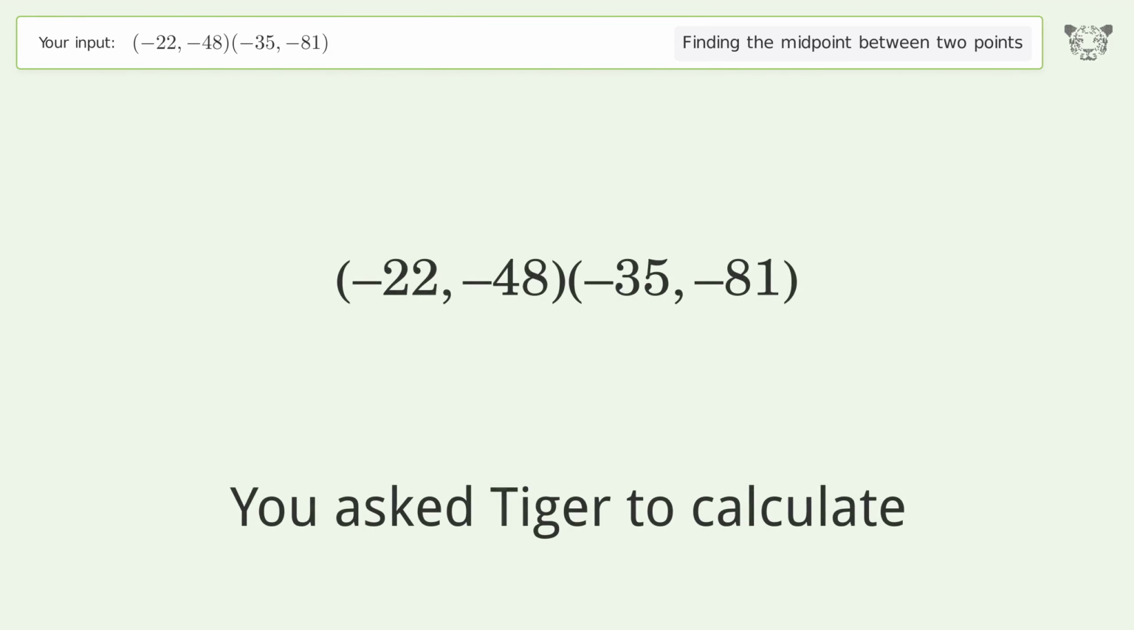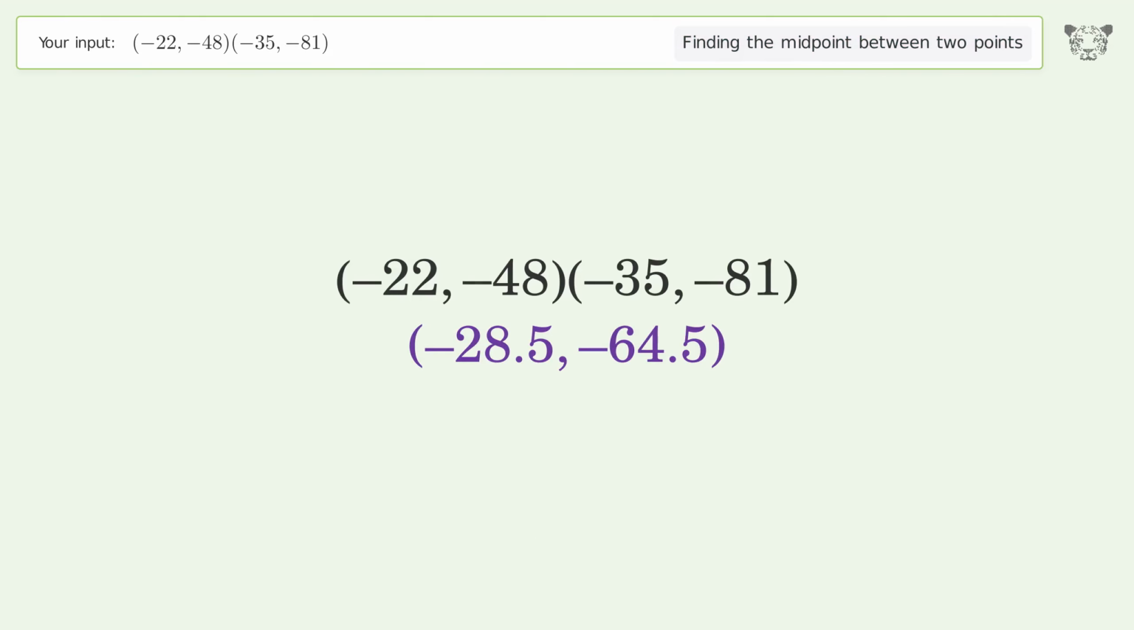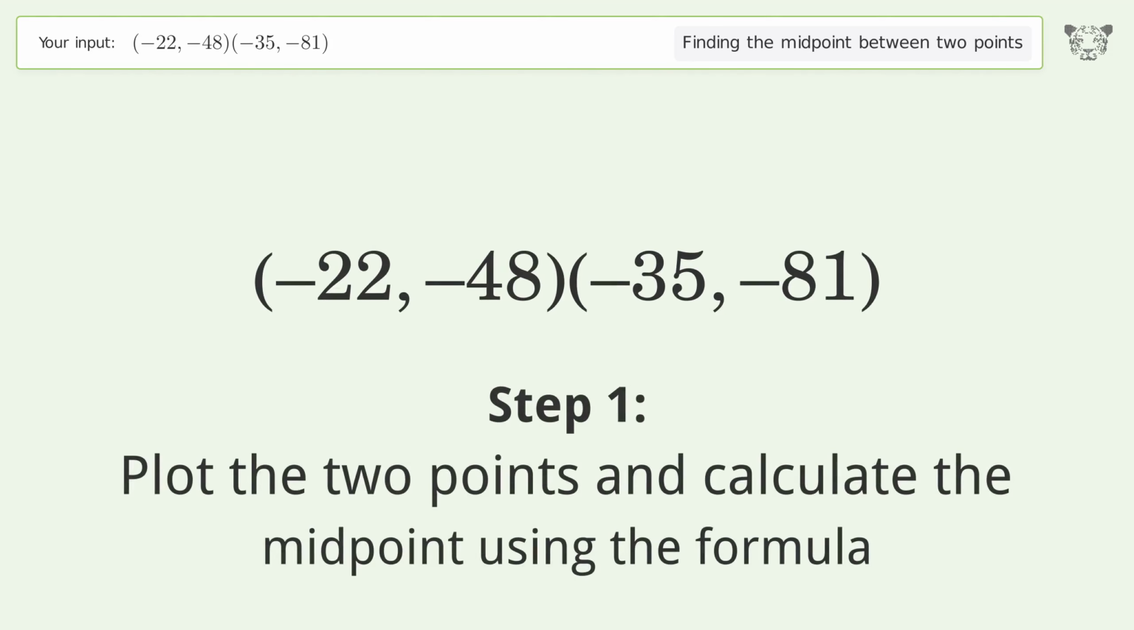You ask Tiger to calculate. This deals with finding the midpoint between 2 points. The midpoint between the 2 points is -28.5, -64.5. Let's solve it step by step. Plot the 2 points and calculate the midpoint using the formula.